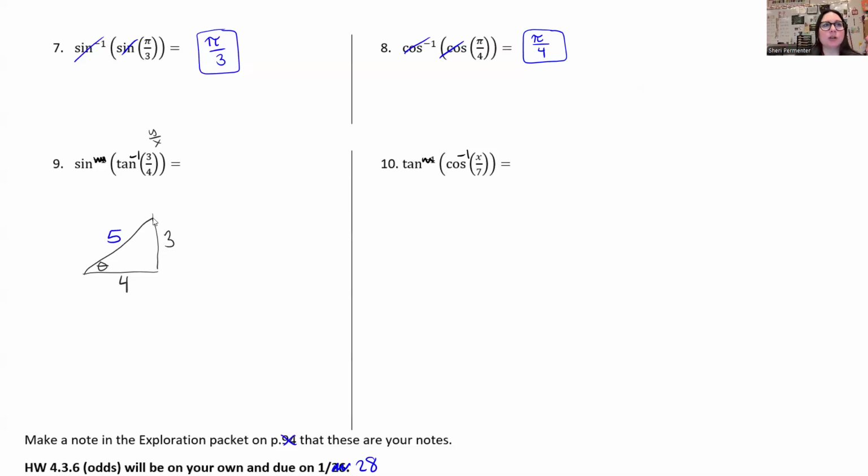Now, based on my triangle, could you tell me what the sine of this triangle is? Using SOHCAHTOA, sine is opposite over hypotenuse. So I've got my opposite and my hypotenuse. So for sine for this triangle that I just drew, what's my ratio going to be for sine? 3 over 5.